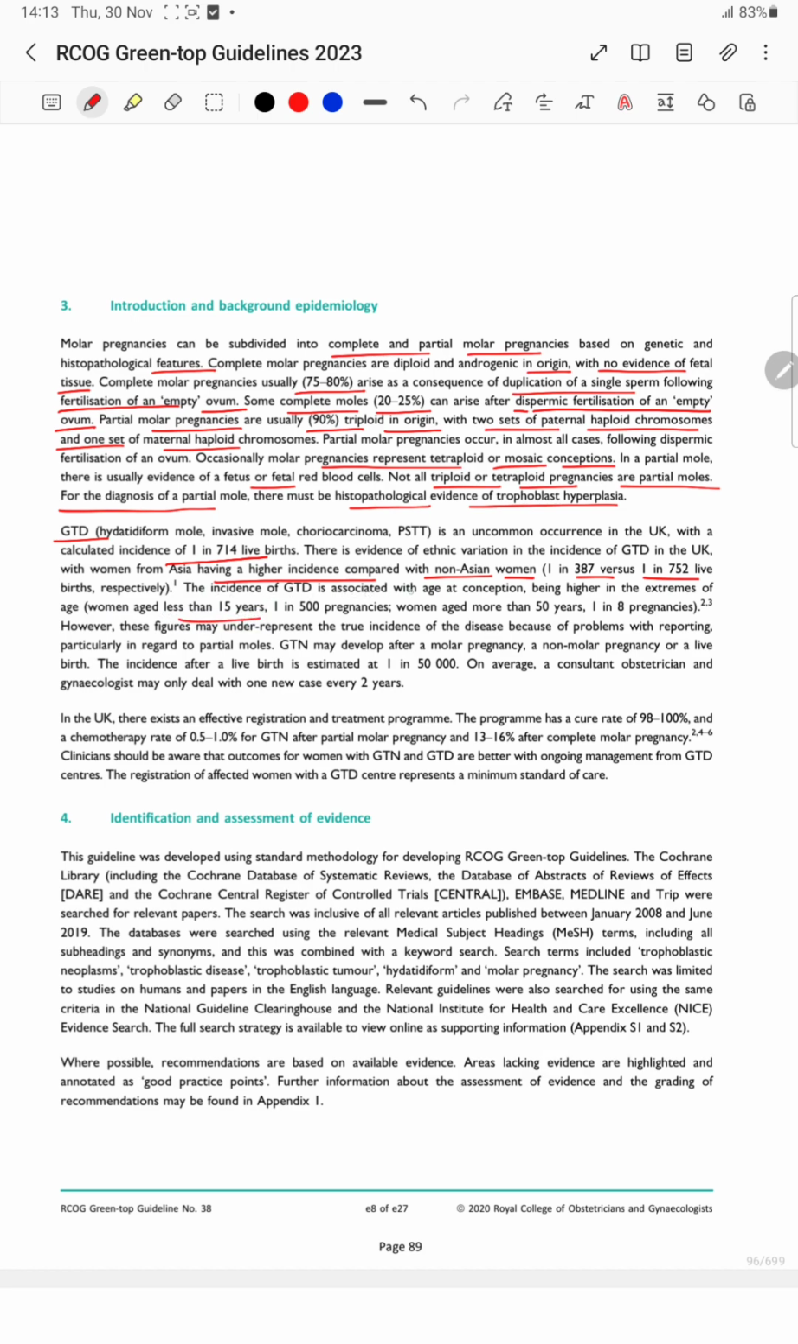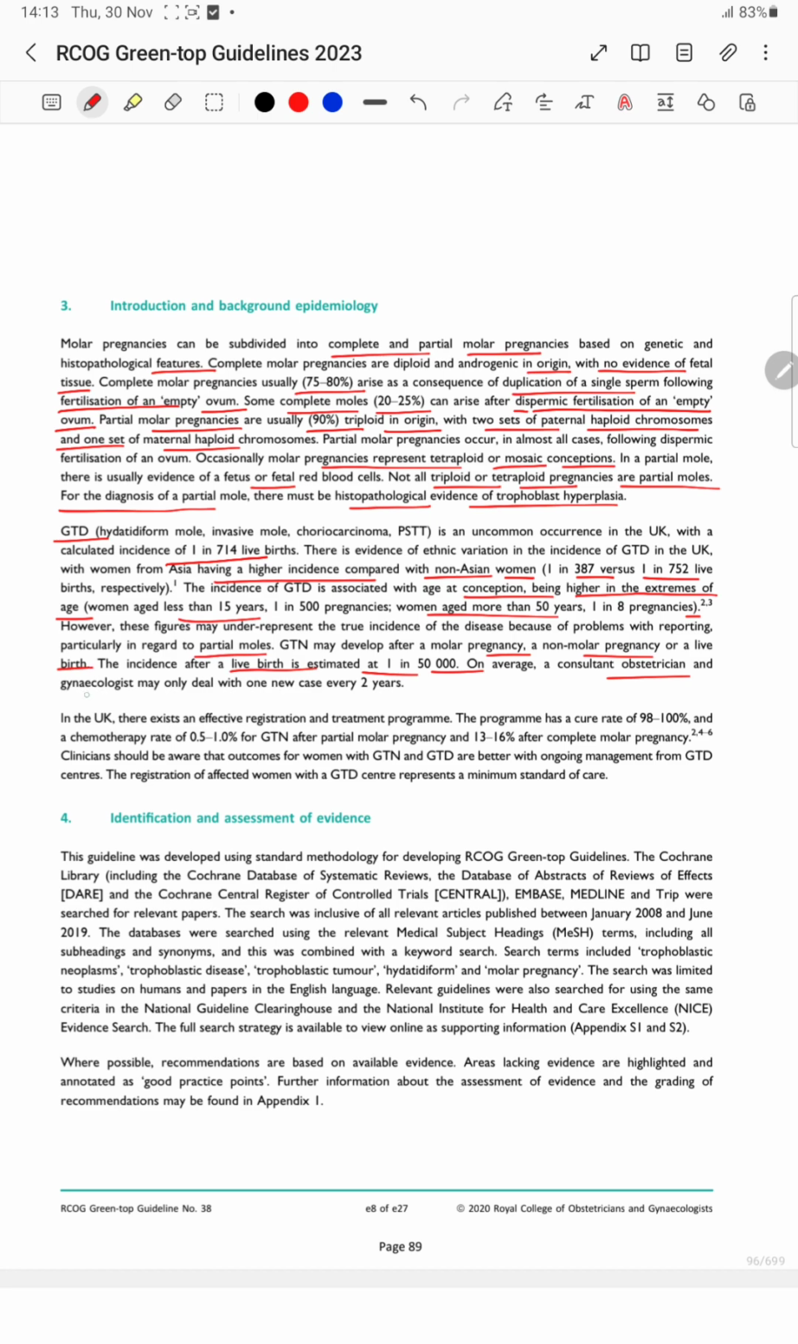The incidence of GTD is associated with age, being higher at the extremes of age: in women aged less than 15 years, 1 in 500 pregnancies, and in women aged more than 50 years, 1 in 8 pregnancies. However, these figures may underrepresent the true incidence of the disease because of problems with reporting, particularly in regard to partial moles and GT. They may develop after a molar pregnancy, a non-molar pregnancy, or a live birth. The incidence after a live birth is estimated at 1 in 50,000 on average.